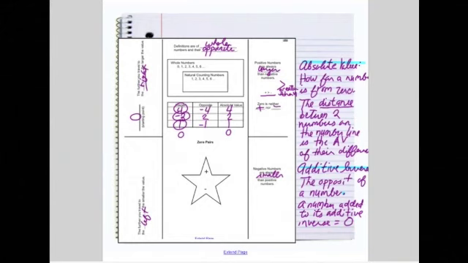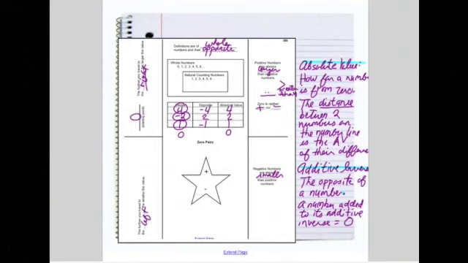And subtraction of rational numbers is the same as adding the additive inverse. That's a key point, because if you have an additive inverse to a number and you add it, it's the same as when you subtract. And we'll talk a lot about that in the very near future.